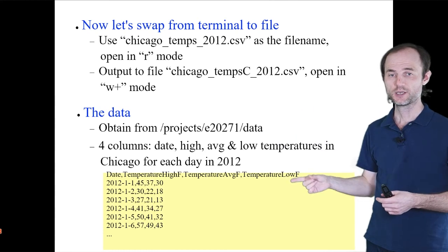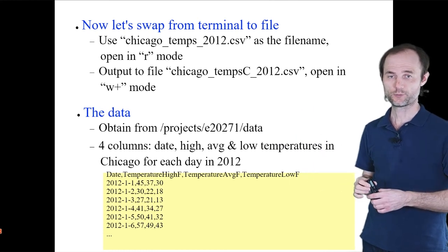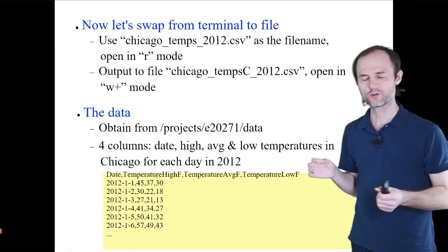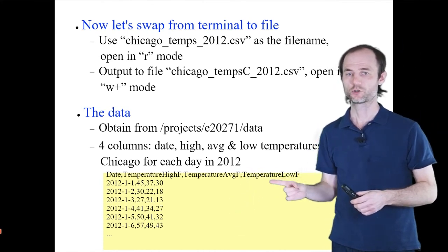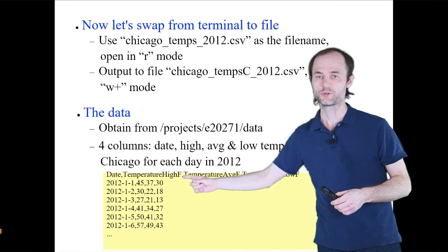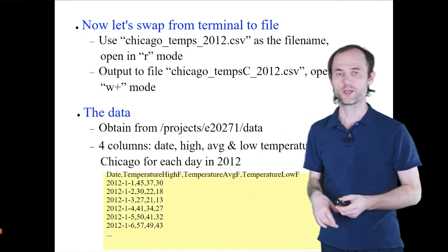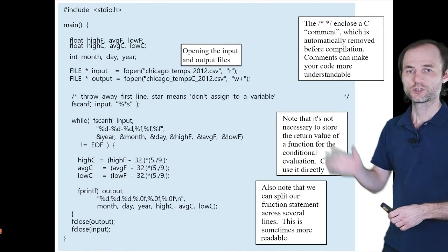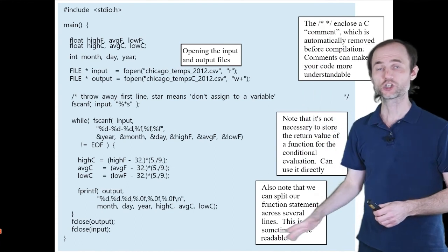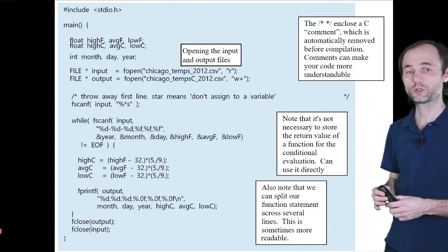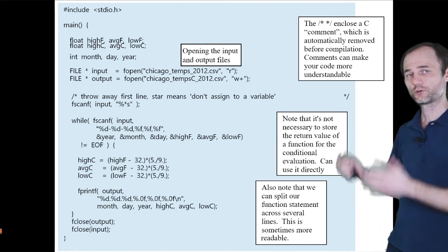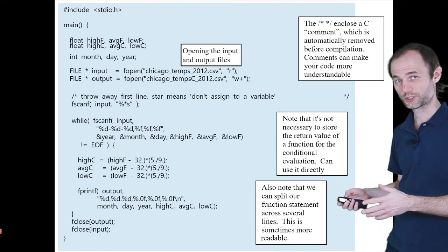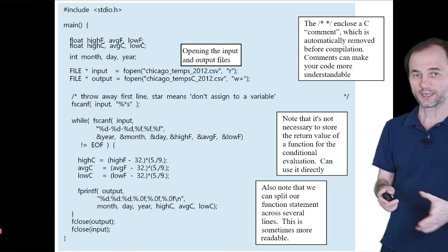The date, the high and average and low temperatures in Chicago for every day of the year 2012. So you can see the format. The first line is the header line, and then you see the date followed by 3 temperatures. So here is the function, here's a program that will allow us to accomplish the task. Read the file, convert all the temperatures to centigrade from Fahrenheit, and write it out.